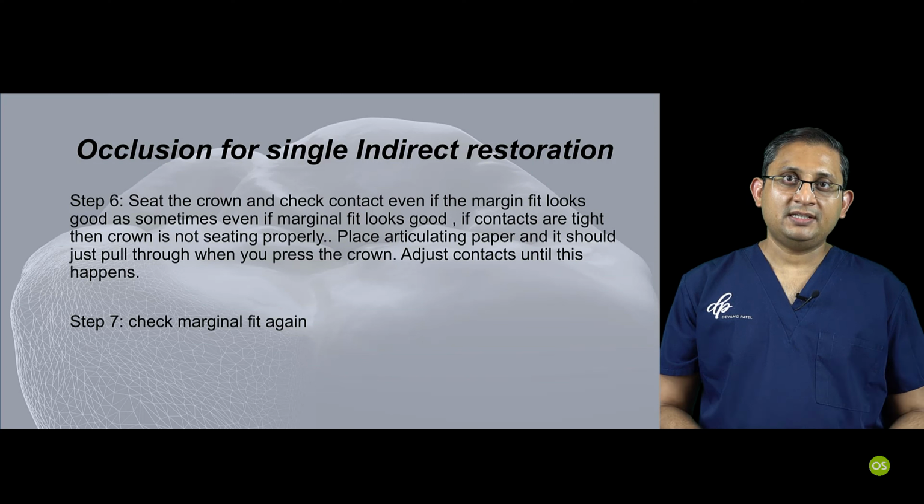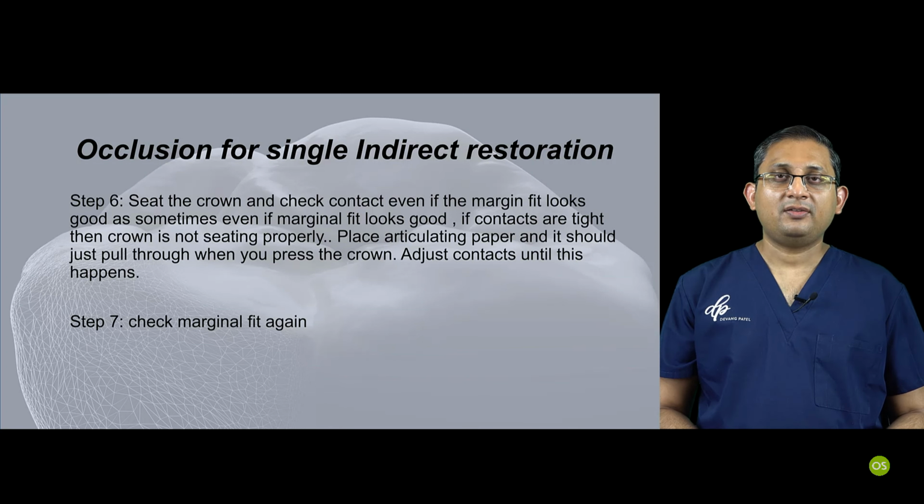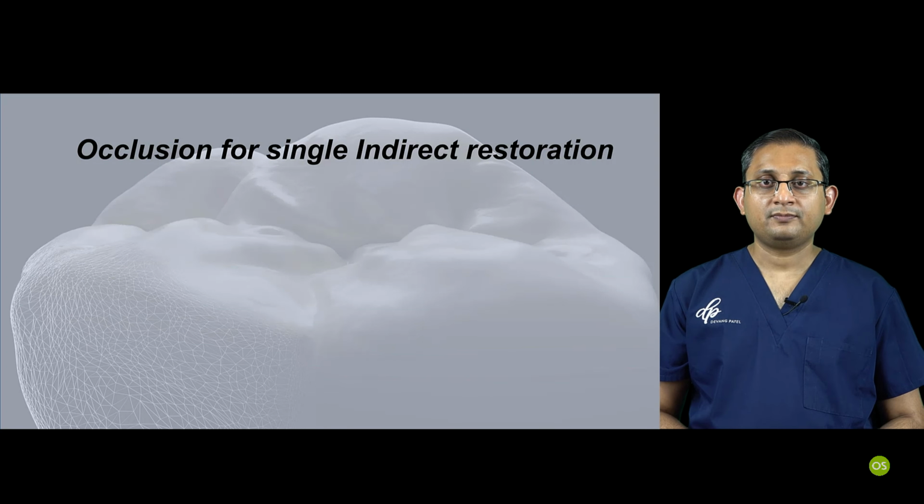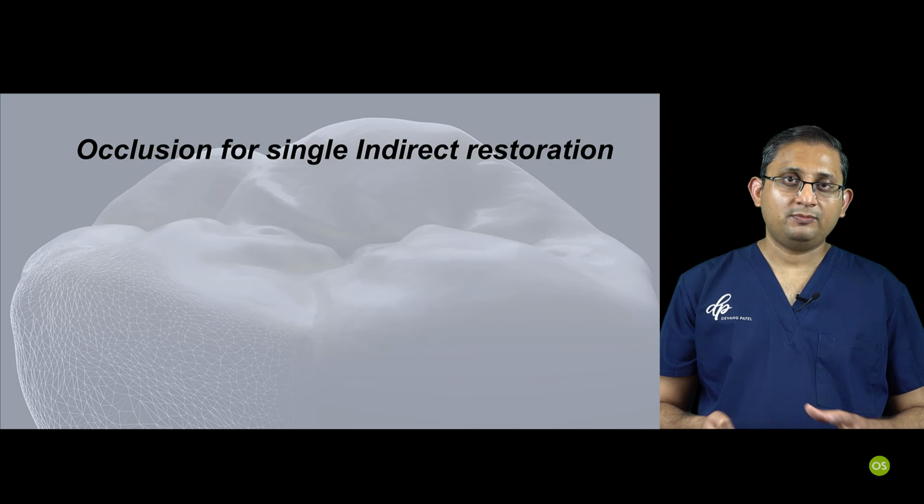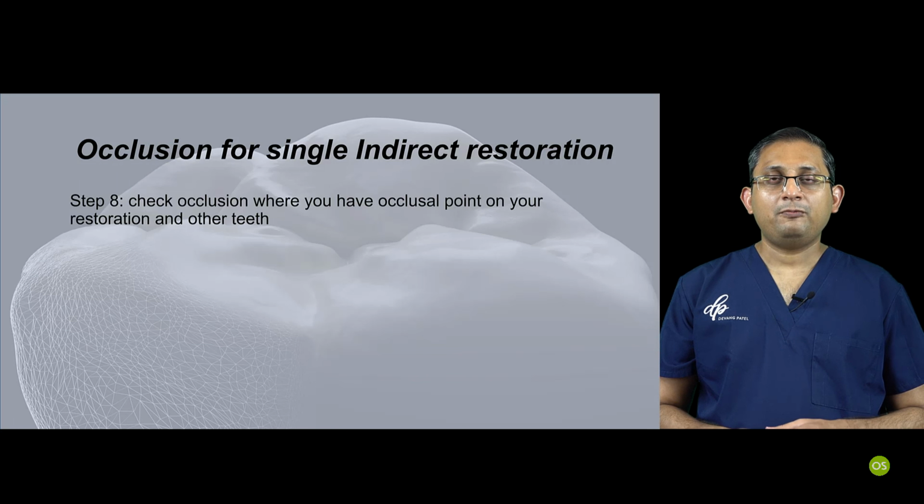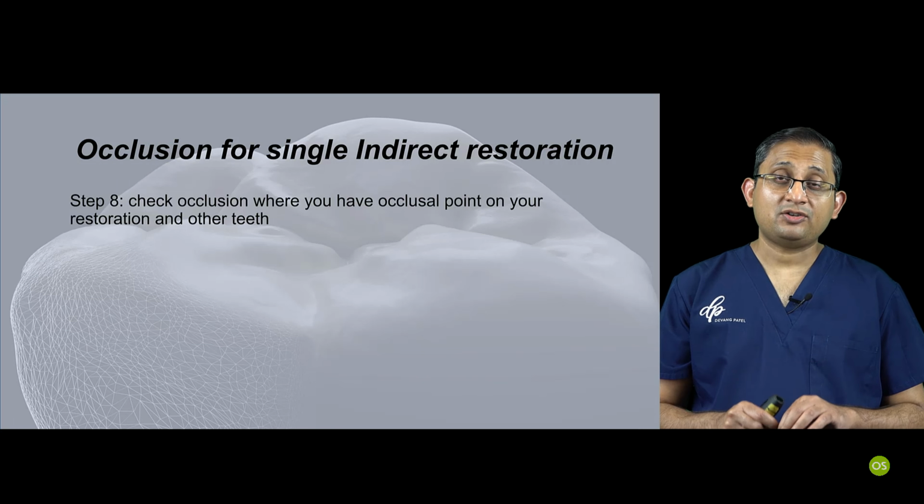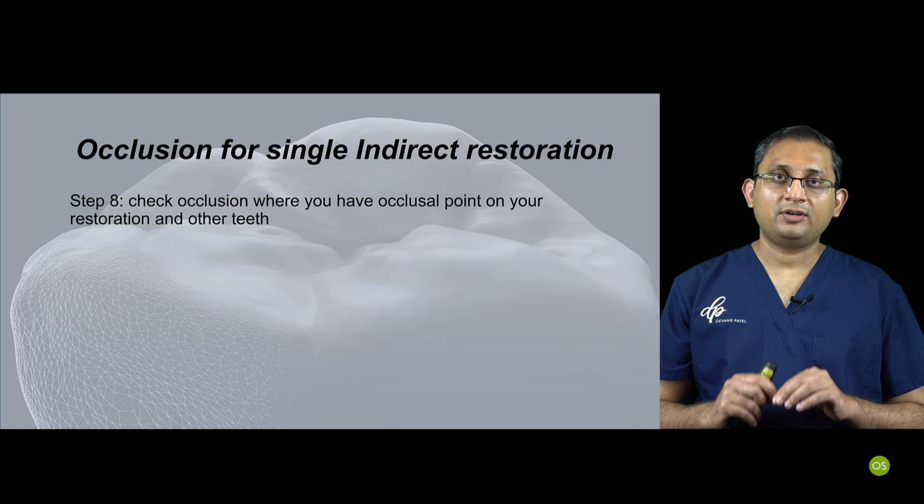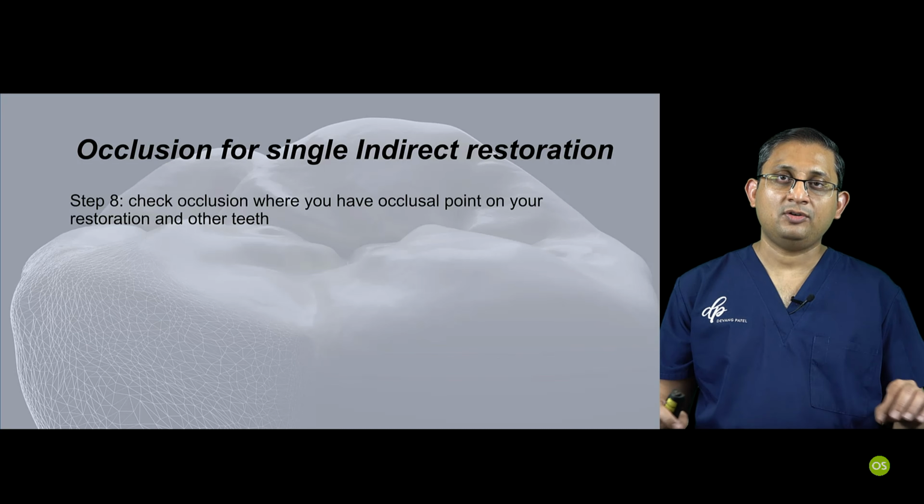And again, once you adjust the contact point, check the marginal fit again. Once you've done all these steps, make sure you then check the occlusion, where you have occlusal points on your restoration and other teeth. Make sure that you have a contact on the occlusal of the tooth crown as well as on the other teeth.